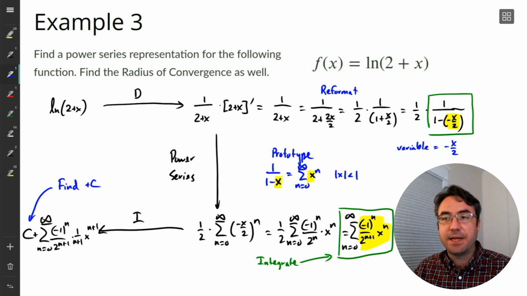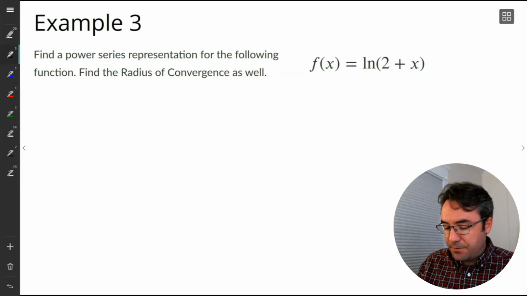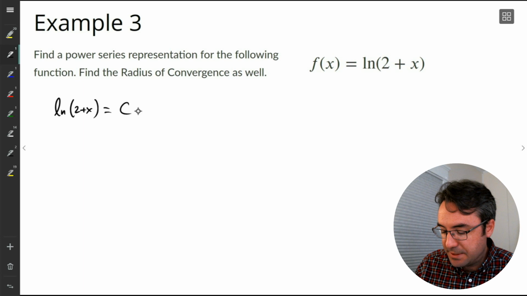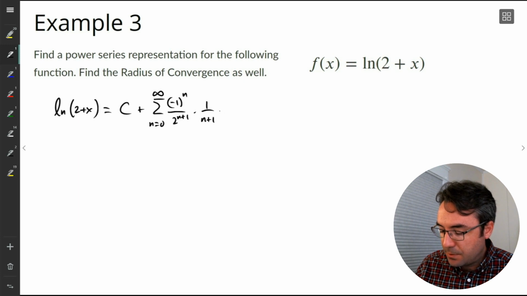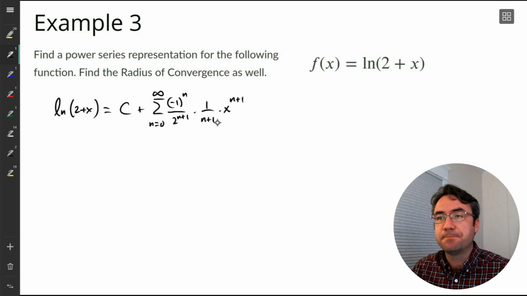This will be the next step. All right, so what have we found so far? We found that the natural log of 2 plus x is equal to constant c plus the sum from n equals 0 to infinity of negative 1 raised to the power n over 2 raised to the n plus 1, times 1 over n plus 1, times x to the power n plus 1. So there was our power series, or our power rule there.